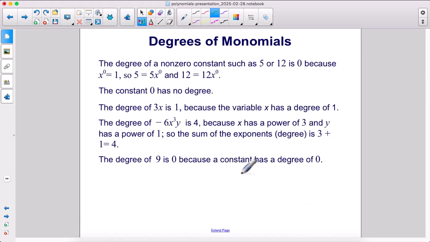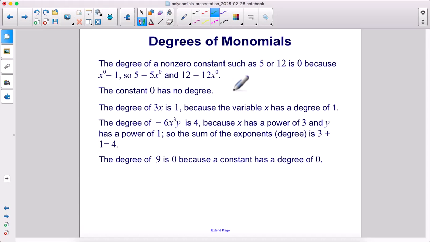The degree of a non-zero constant, such as 5 or 12, is 0 because x to the 0 power equals 1. Therefore, 5 equals 5 times x to the 0, and also 12 equals 12 times x to the 0. The constant 0 has no degree.